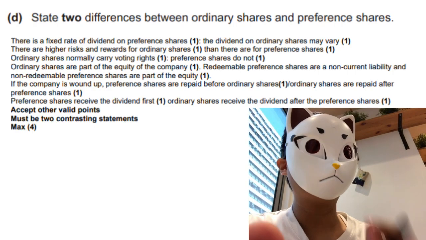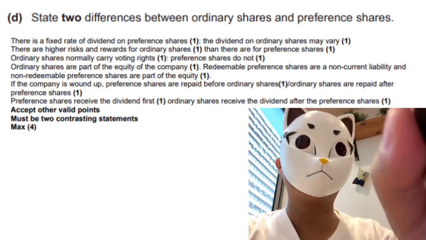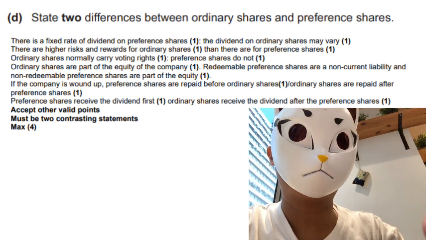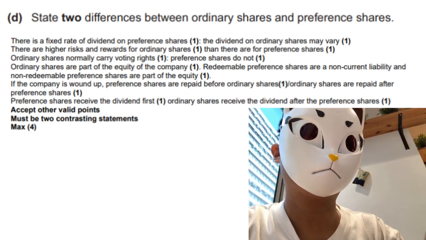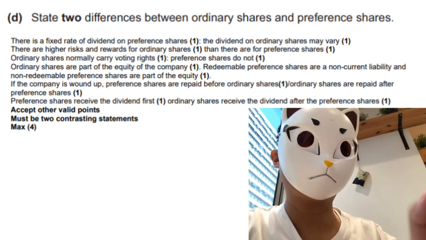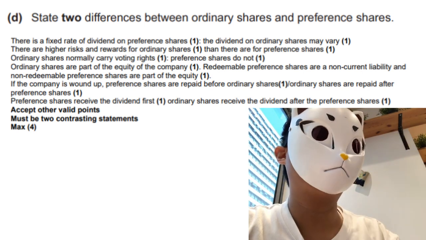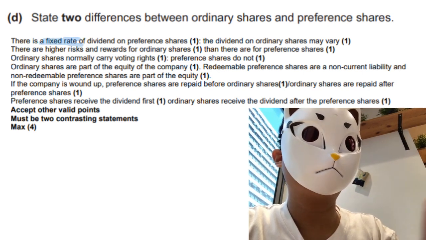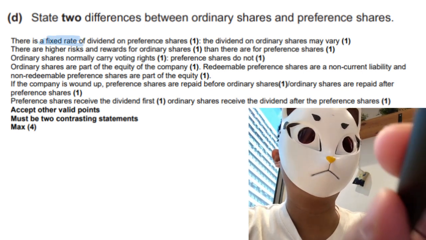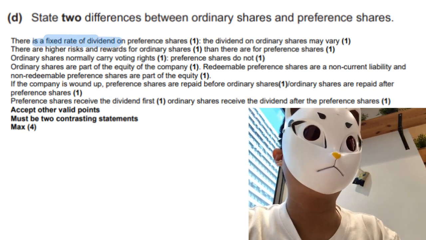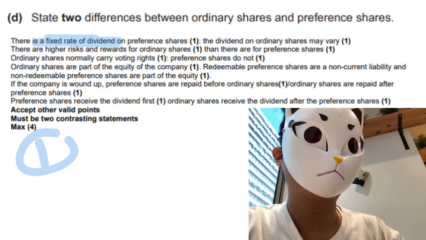For this question, part D, that is a kind of question usually appears in the textbook. That is, candidates need to differentiate ordinary and preference shares. So there are a few things you might refer to. First of all, is the rate of dividend. Number one, the rate of dividend. So the one is fixed, another one is varied.